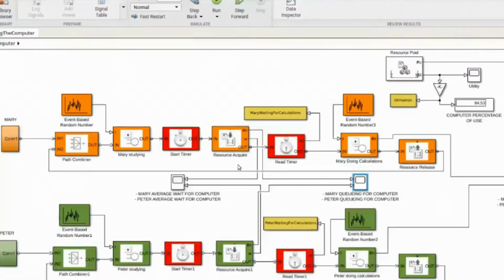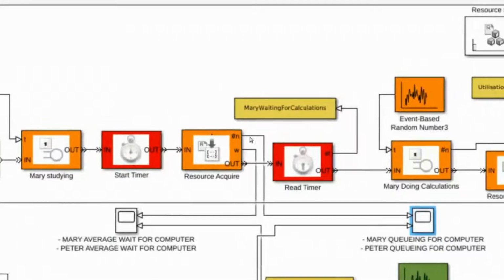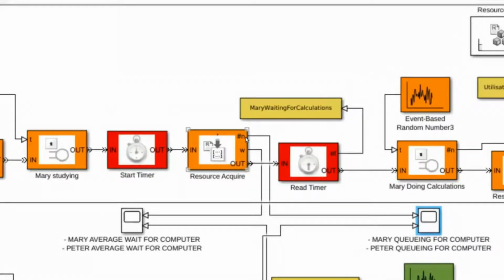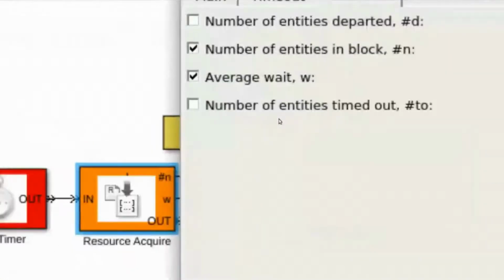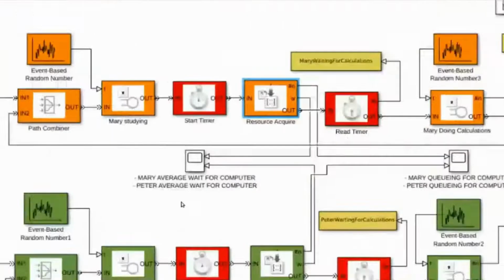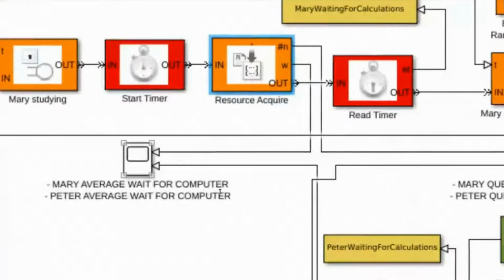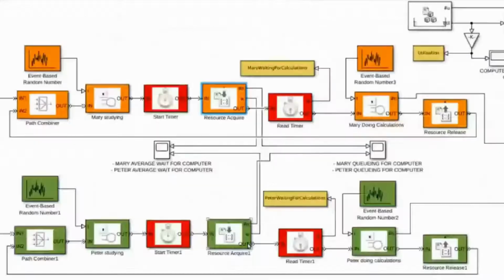And I take this information from the resource acquired block. Because if Mary is here, I have a 1. If Mary is not here, I have a 0. What about the W? The W is the average wait. So the time Mary is waiting for the computer is measured, and we have the average wait in here. Let's check this average wait. You have here the average wait for the computer, okay, for Mary, and the W for Peter, okay.